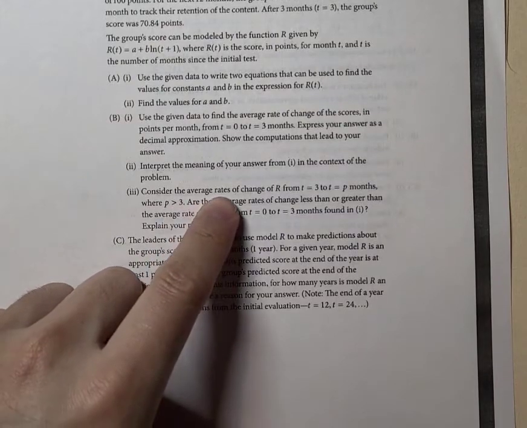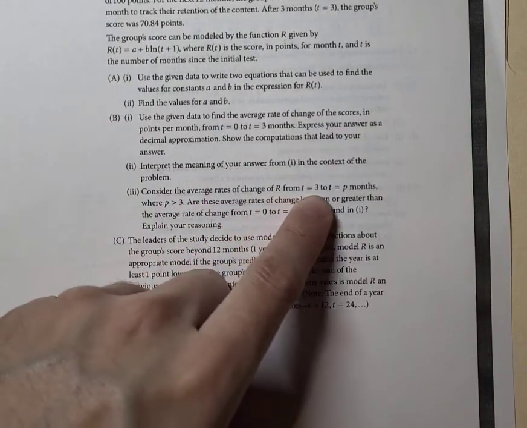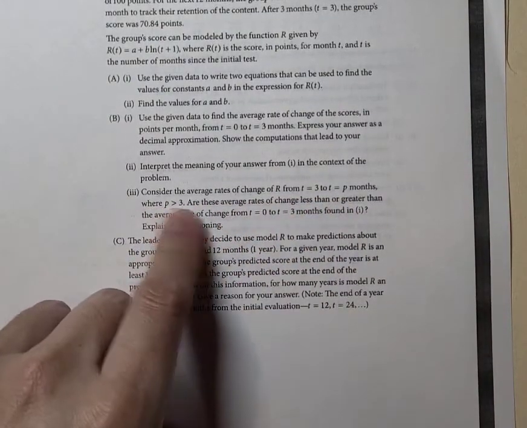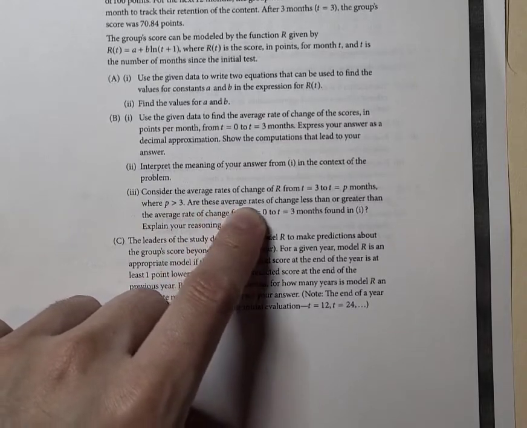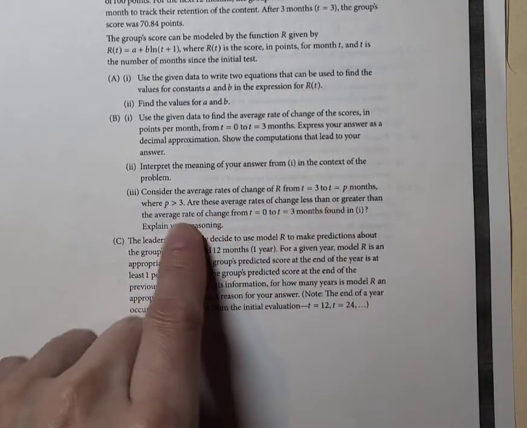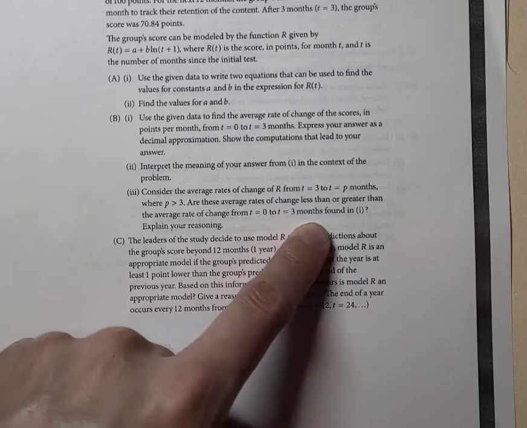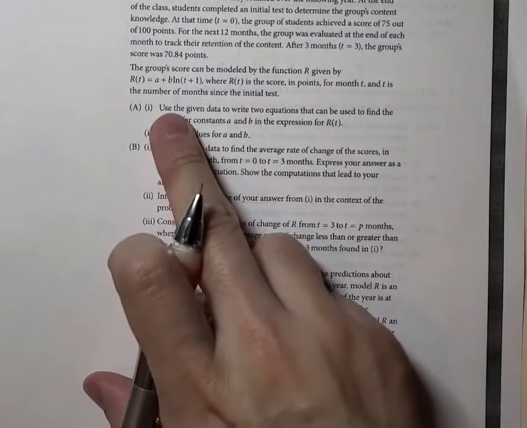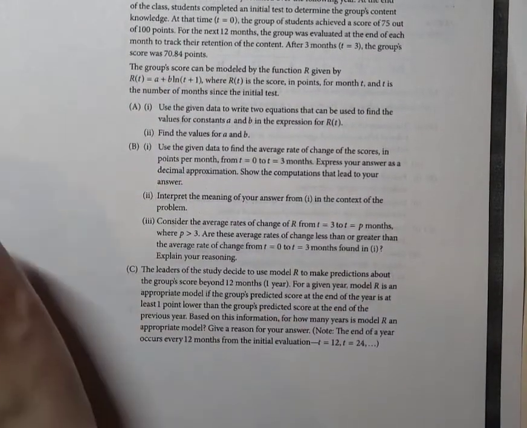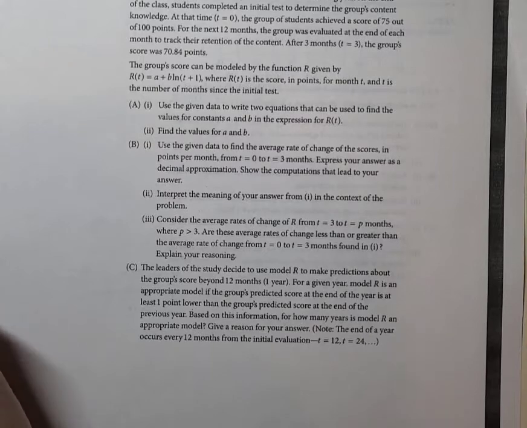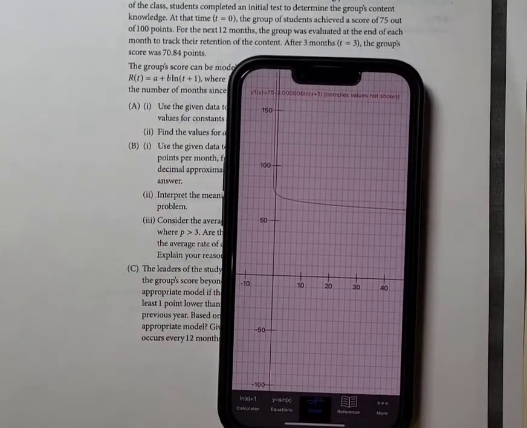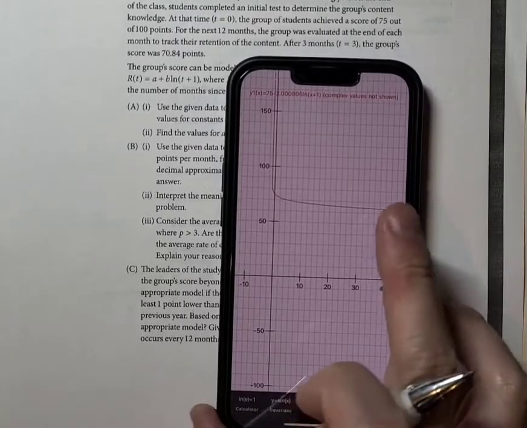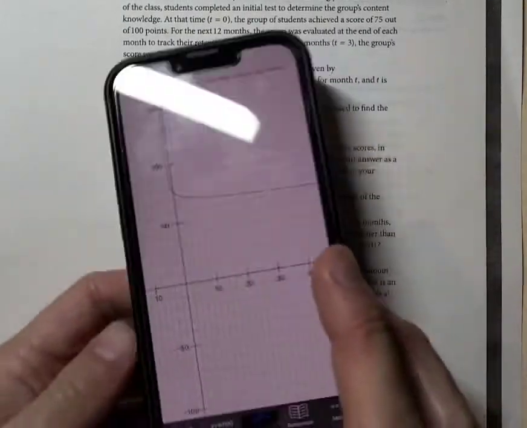Consider the average rates of change of r from t is 3 to t is p months, where p is greater than 3. Are these average rates of change less than or greater than the average rate of change from t is 0 to t is 3, found in part 1? Explain your reasoning. Okay, so it might help us to graph how our r looks. So let me do that for us real quick. So the graph looks something like this. Okay, so what's the key point here in this graph?